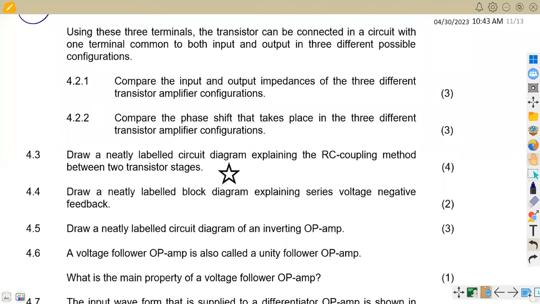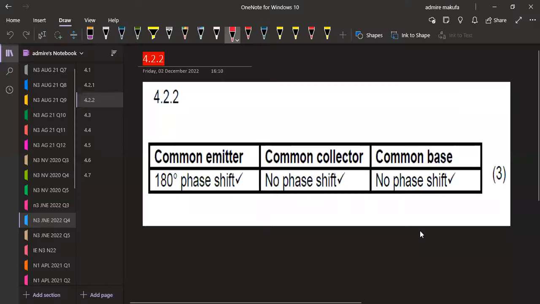Then we are now asked again to compare the phase shift that takes place in the three different transistor amplifier configurations that we had before. What about the phase shift? What is going to happen with these three? All right, so in terms of phase shift, also dealing with the common emitter, the common collector, and the common base. The common emitter has got a 180 phase shift, while in the common collector, there is no phase shift. On the common base also, there is no phase shift. So this is how they can be given in this case, all right?